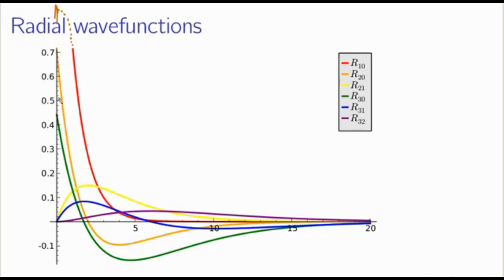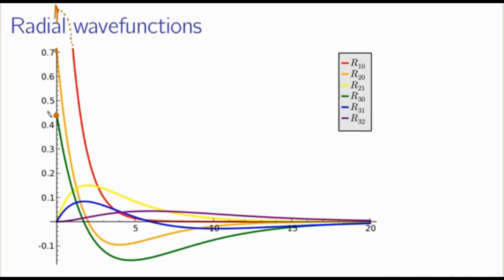So we start off positive, this actually hits the axis here, crosses the axis, goes negative, and then comes back. All of these things are exponentially approaching 0 as you go to very large values of the Bohr radius. And they have most of their support near the center. If I look at R30, that's the green curve, it hits the axis here.